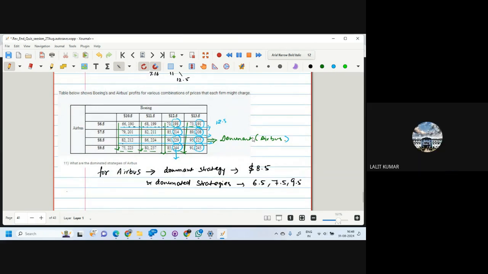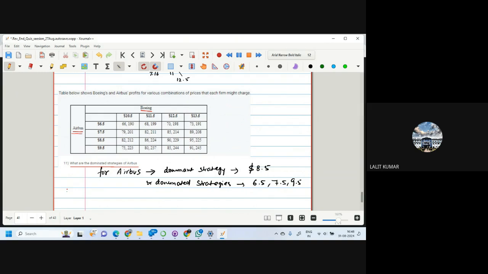Yes, sir. Draw the graph. Okay, so this is the question now. This was the question which troubled me a lot due to my stupidity. And Jaidev helped me out. Earlier, what I was doing, I was taking all these numbers as single numbers. So we have to find the dominant and dominated strategies for Airbus and Boeing. So first question was what are the dominated strategies for Airbus?